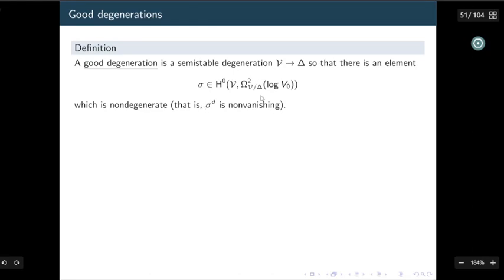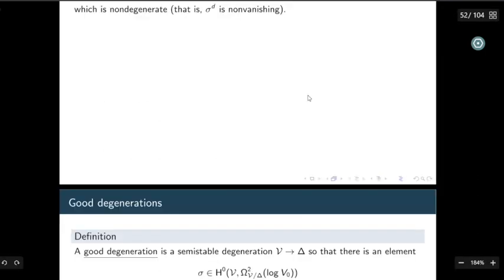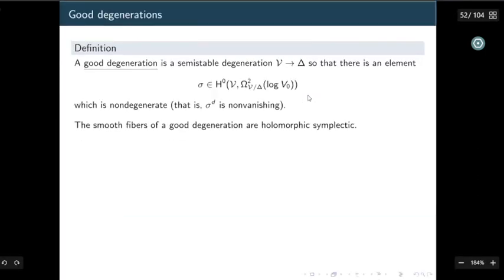So this logarithmic bundle is a vector bundle, so I can certainly take its highest wedge power. And the non-degeneracy condition is essentially the fact that the highest wedge power doesn't vanish. An immediate observation here is that the smooth fibers of this thing are themselves holomorphic symplectic. So there's a holomorphic symplectic form there.